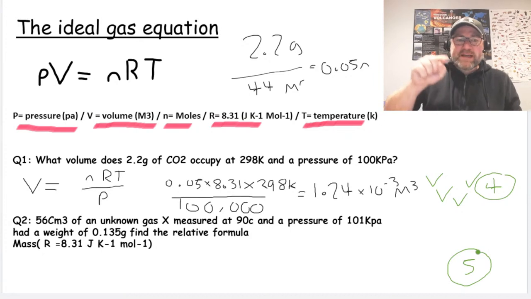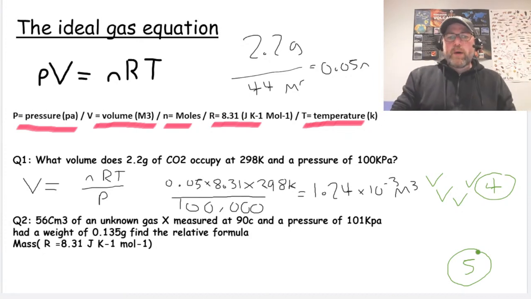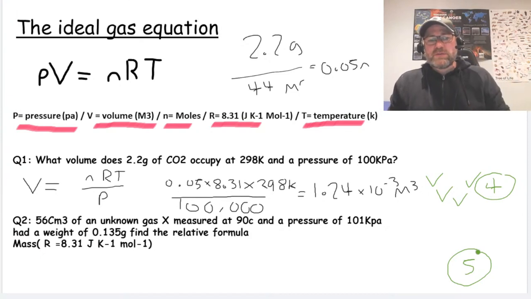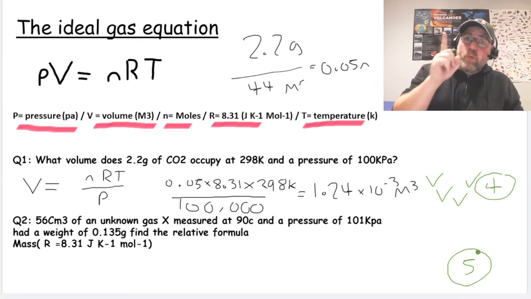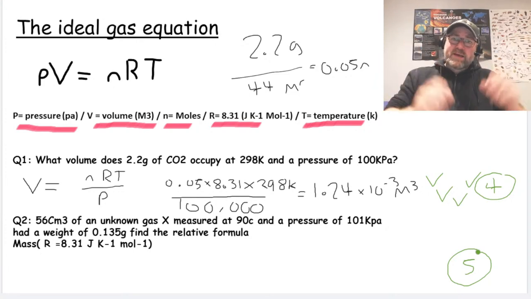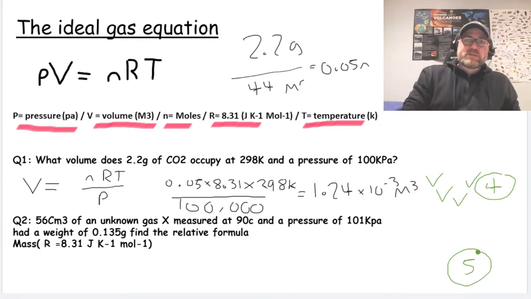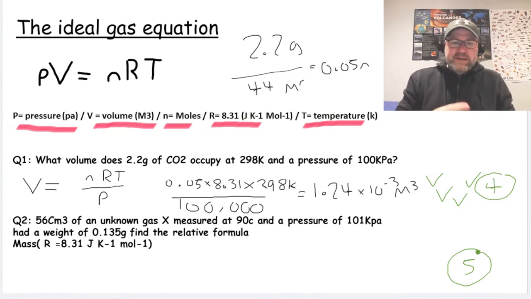We've got 56 centimeters cubed. A lot of people will have trouble converting 56 centimeters cubed into meters cubed. How do you convert centimeters cubed to meters cubed? You have to know how many centimeters cubed are in 1 meter cubed. Well, a decimeter cubed has 1,000 centimeters cubed, but a meter cubed, do you know how many centimeters cubed are in a meter cubed?